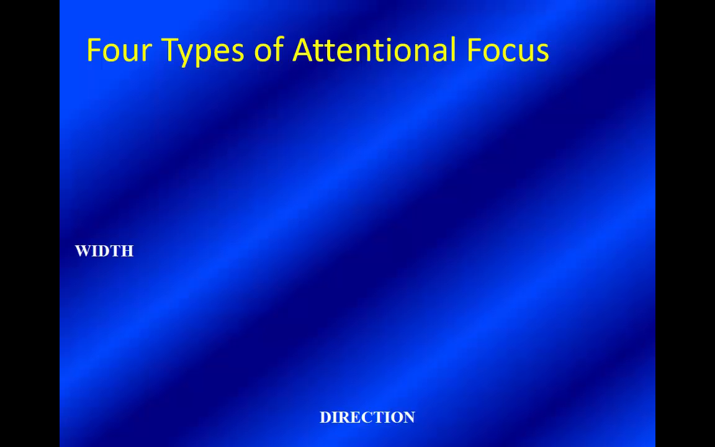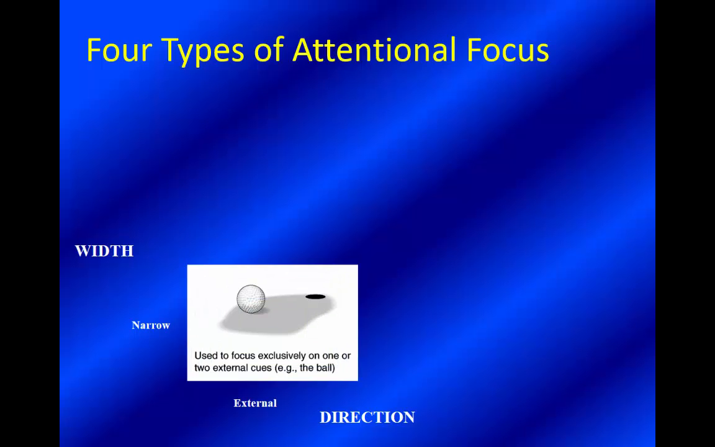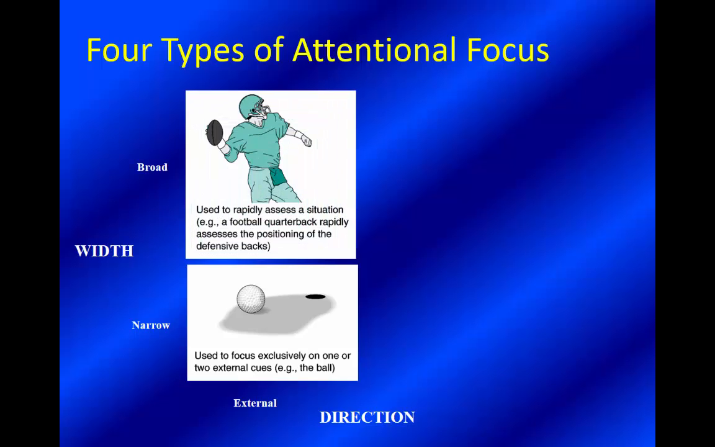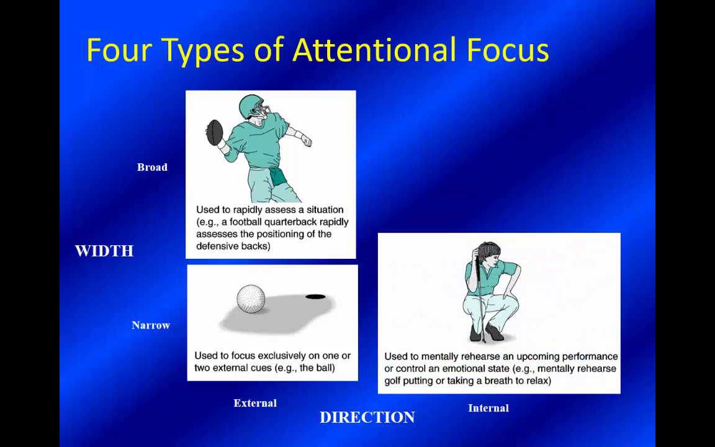Narrow and external. This is used to focus exclusively on one or two external cues, such as the golf ball. Broad and external. This is used to rapidly assess a situation, such as a football quarterback rapidly assessing the position of defensive backs. Narrow and internal. This is used to mentally rehearse an upcoming performance or control an emotional state, such as mentally rehearsing a golf putt or taking a breath to relax.